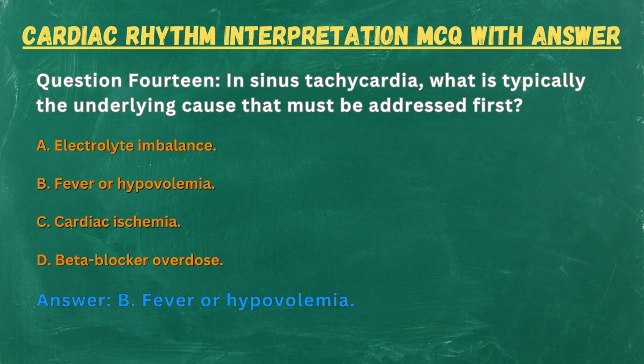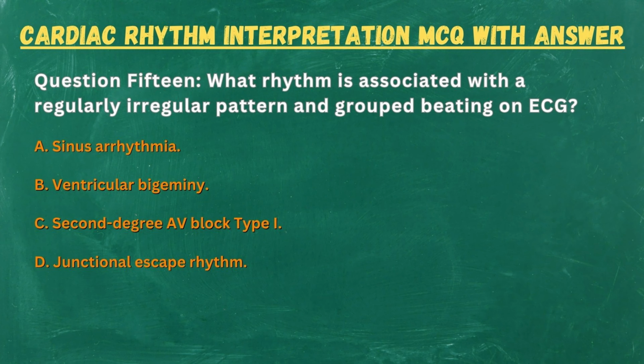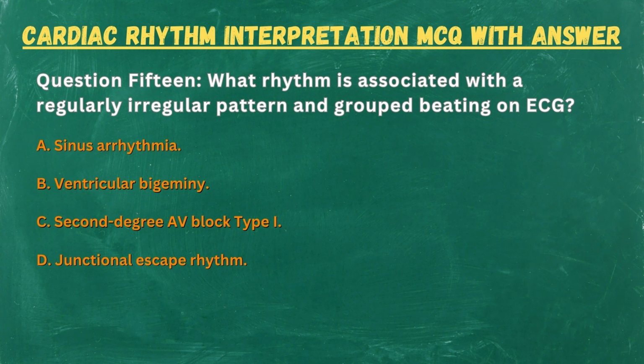Answer: B. Fever or hypovolemia. Question 15. What rhythm is associated with a regularly irregular pattern and grouped beating on ECG? A. Sinus arrhythmia. B. Ventricular bigeminy. C. Second-degree AV block type 1. D. Junctional escape rhythm.